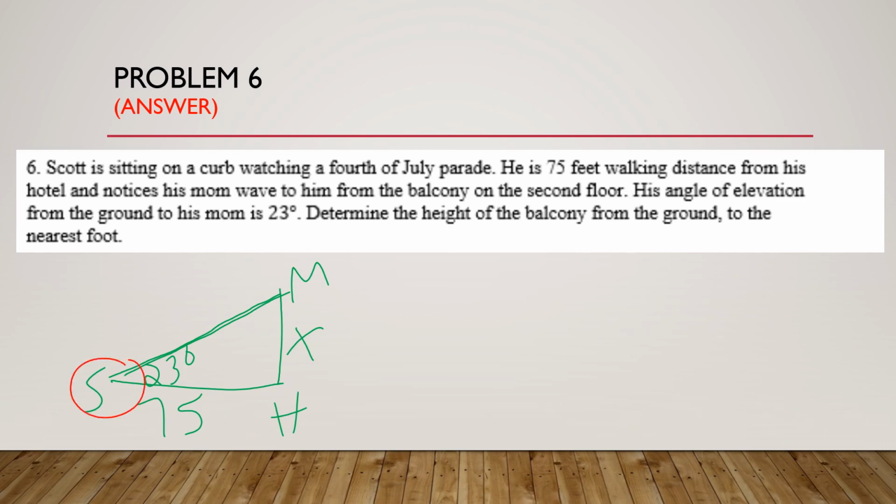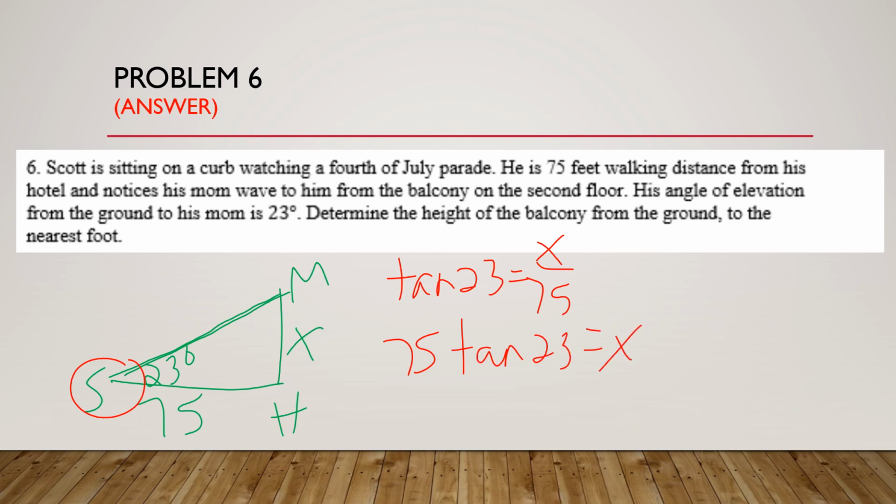So if we use Scott and we use tangent, we can say the tangent of 23 is equal to opposite, which is x, over adjacent, which is 75. So we'd have 75 tangent of 23 equals x. We'd put that into our calculator, and we would get that x is 31.8 feet, which would then be the height of our balcony.